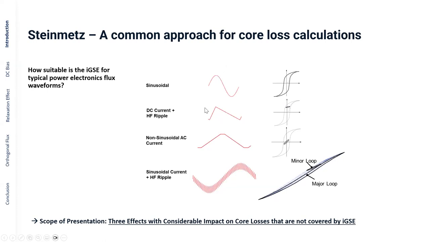And here is a list of very typical waveforms in power electronics. Sinusoidal waveforms, or a DC current with a high frequency ripple. This is typical for buck boost converters, for instance. Non-sinusoidal AC currents can be seen, for instance, in a dual active bridge, or in a PFC, where you have a sinusoidal current with a high frequency ripple.